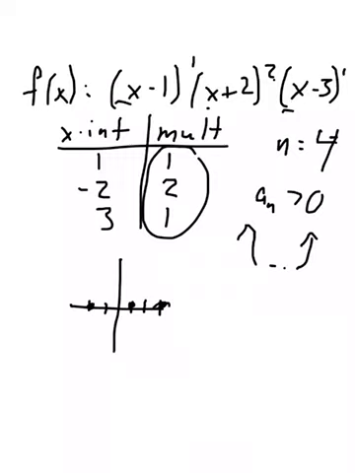The graph's going to approach that first x-intercept. It's going to hit it. Because the multiplicity was 1, it's going to cross at that 1. It's going to pass right through it. At some point, it's going to turn around. It's going to come back up to that.